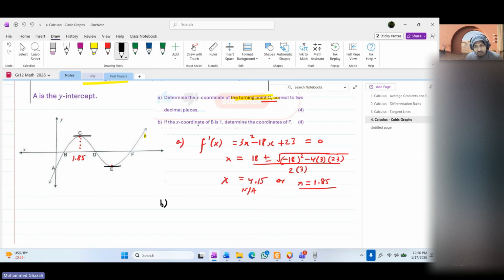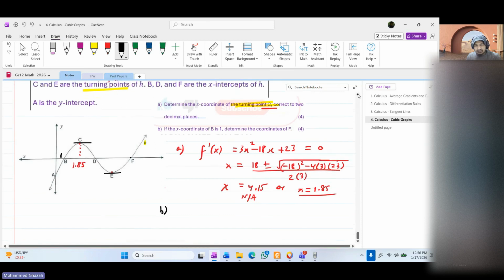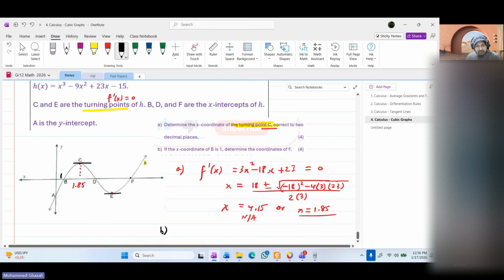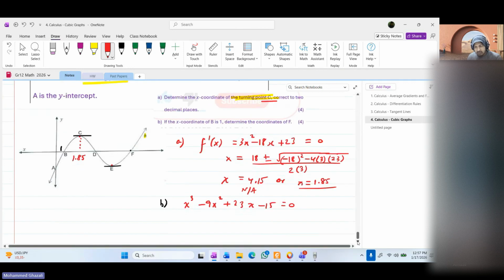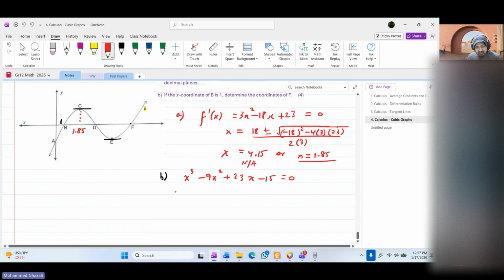If the x coordinate of B is 1, determine the coordinates of F. So see what they're trying to do here now. The x coordinate is 1, determine coordinates of F. We still gotta go and solve this entire equation equal to 0. So x cubed minus 9x squared plus 23x minus 15 is equal to 0. Now they already gave us one answer.